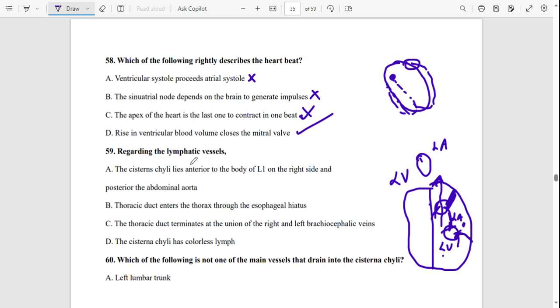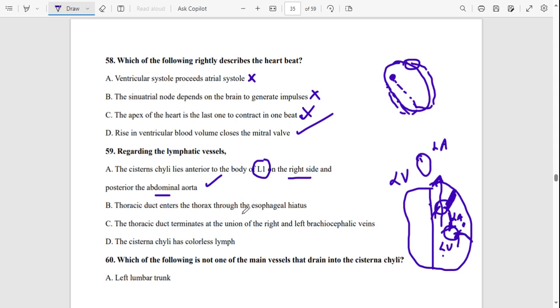Regarding the lymphatic system, cisterna chyli lies anterior to the body of L1 on the right side and posterior to the abdominal aorta. This is true. Cisterna chyli is on L1. It is to the right of the midline and then posterior to the aorta.